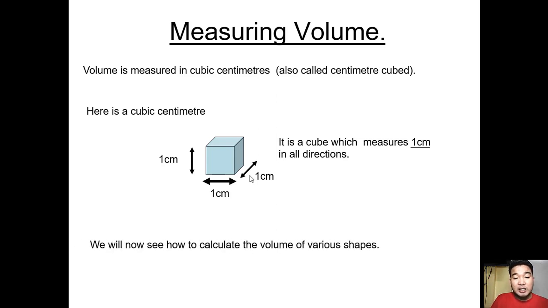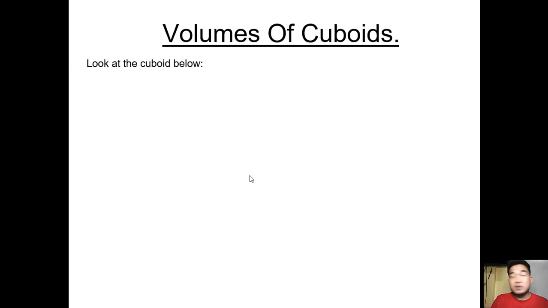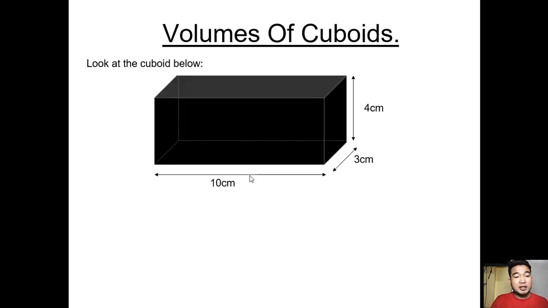We will now see how to calculate the volume of various shapes. So volumes of cuboids. Look at the cuboid below. So cuboids are also prisms. So another term for prisms is cuboid. So suppose that we have here a rectangular prism with length 10 centimeters, width 3 centimeters, and height 4 centimeters. How can we solve for the volume of this rectangular prism?